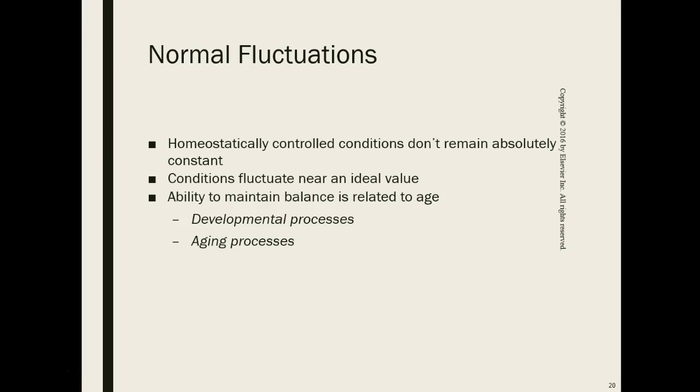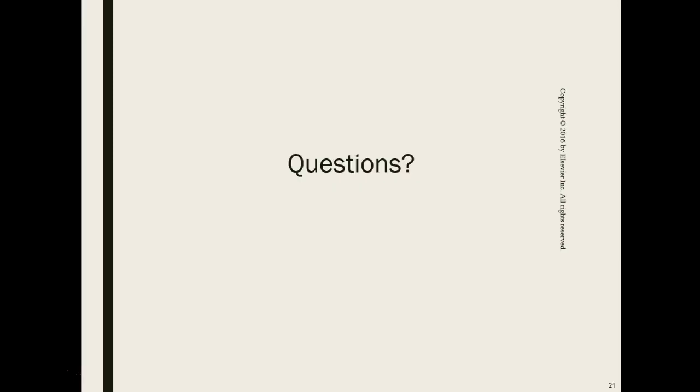As we age, the ability to maintain that balance changes. So in the early years, we're going through developmental processes. After we get to young adulthood, we begin the aging processes. So sometimes as we age, those functions tend to deteriorate a little bit. That is the end of chapter 1.